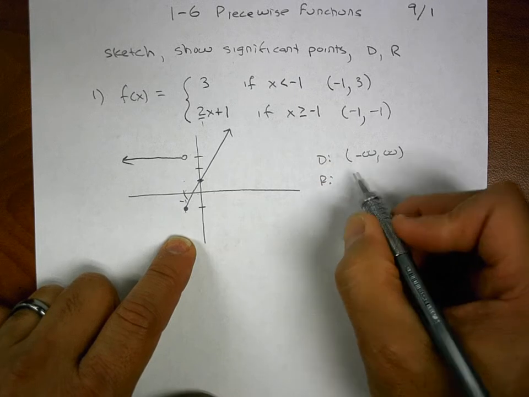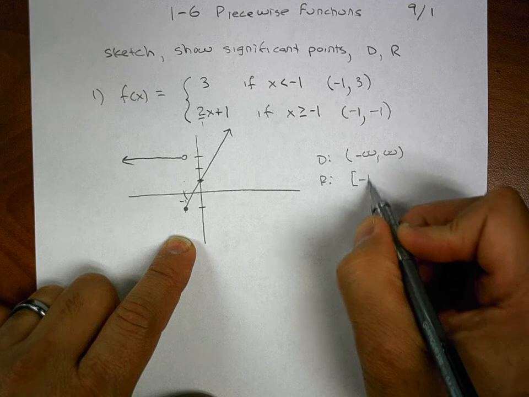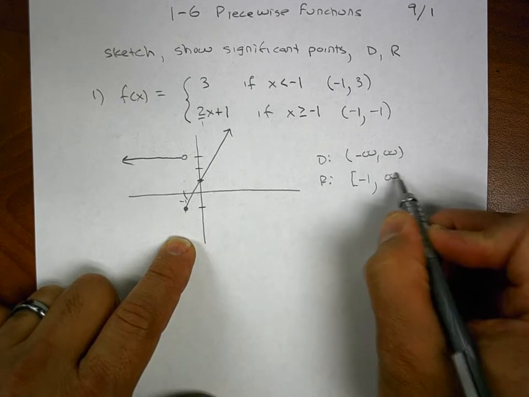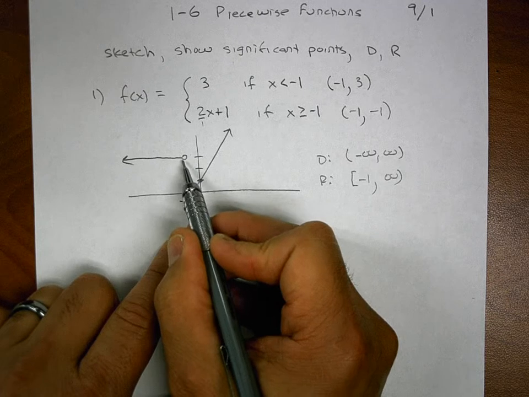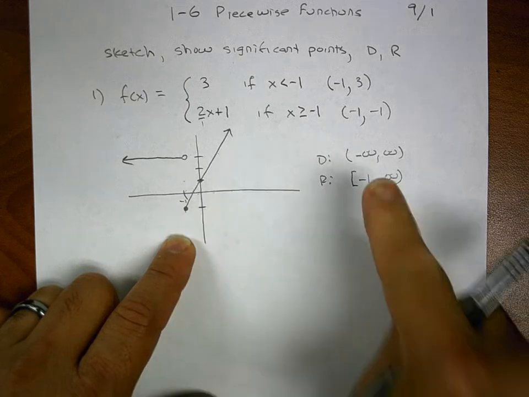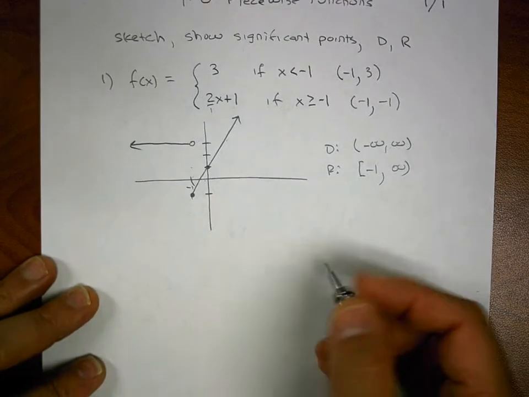Range, the heights. What's the lowest this graph gets? Negative 1. What's the highest it gets? Infinity. Do we have to worry about this? No, because there is a height right there, and it just keeps on. This covers everything right there. That's our range. Okay? All right, let's look at another one.